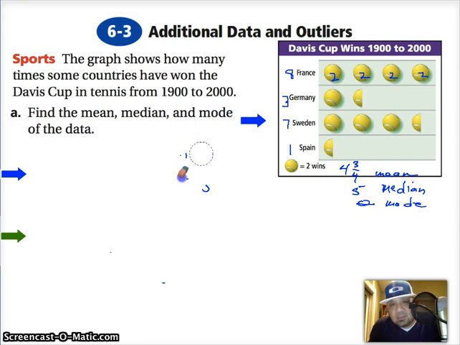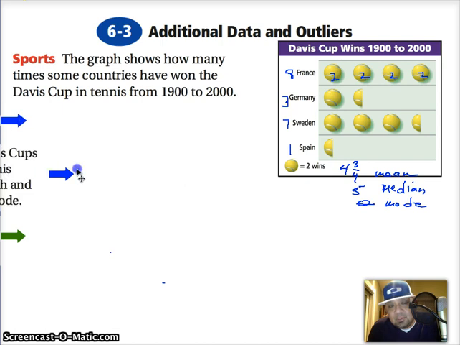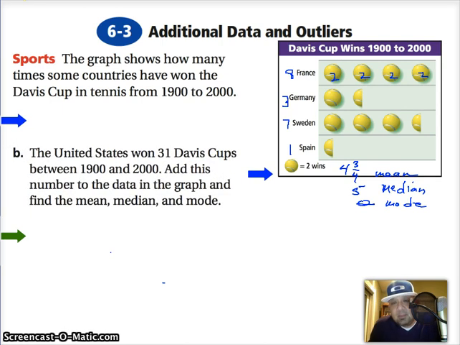The next question. Let's put away the old question here and bring out the new question. Now the new question brings in a slight wrinkle. It says the United States won 31 Davis Cups between that same period of time, 1900 and 2000. Add this number to the data in the graph and find the mean, median, mode. So now we're going to also have the U.S. Where 8 represents France, 3 Germany, 7 Sweden, 1 Spain, the U.S. is represented by the number 31.